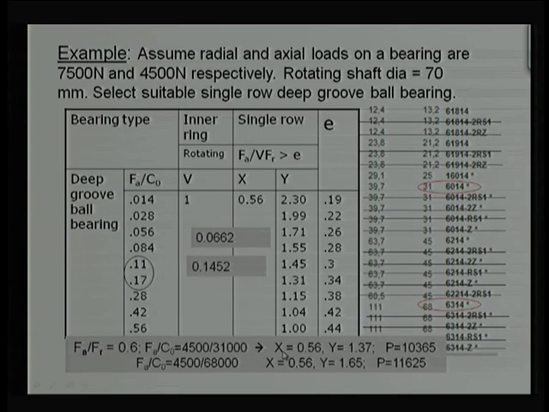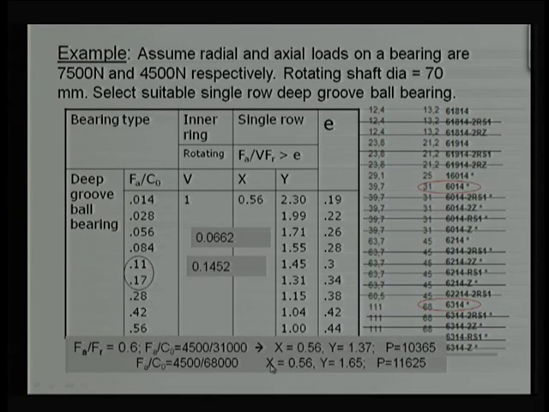Now using these parameters, 0.56 and 1.37, I can find the equivalent load. How do we find the equivalent load? This x needs to be multiplied with the radial load, that means 7.5 kilonewton into 0.56, plus 4.5 kilonewton as axial load into y, that is 1.37. This summation will be the equivalent load, which turns out to be 10365.